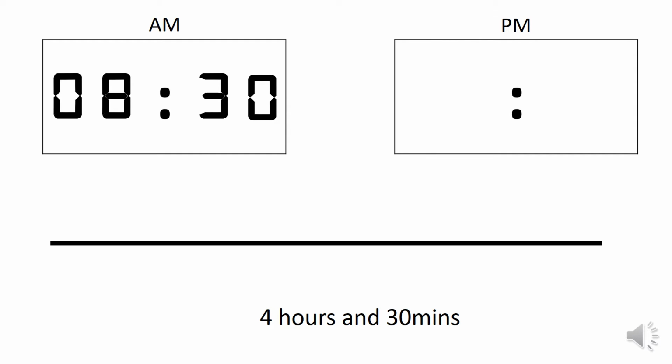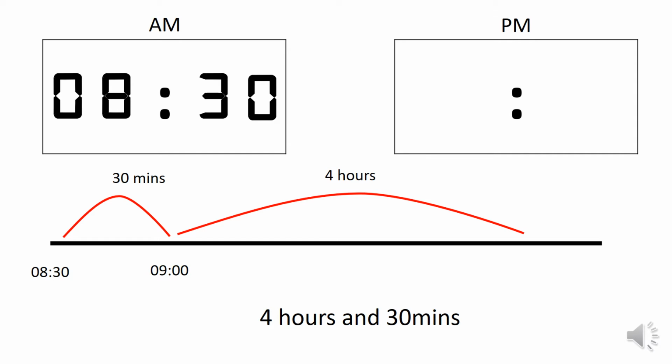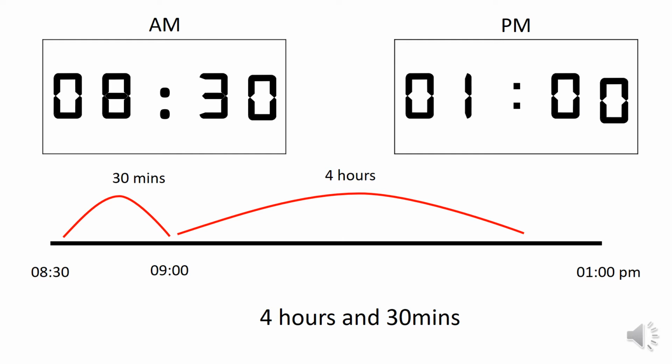I'd firstly draw another line. I'd put my start time down here. I'd add on the 30 minutes. That gets me to 9 o'clock. Then I'd add on the 4 hours. And that gets me to 1 o'clock in the afternoon. Therefore, 8:30 a.m. adding on 4 hours and 30 minutes gets me to 1 o'clock p.m.